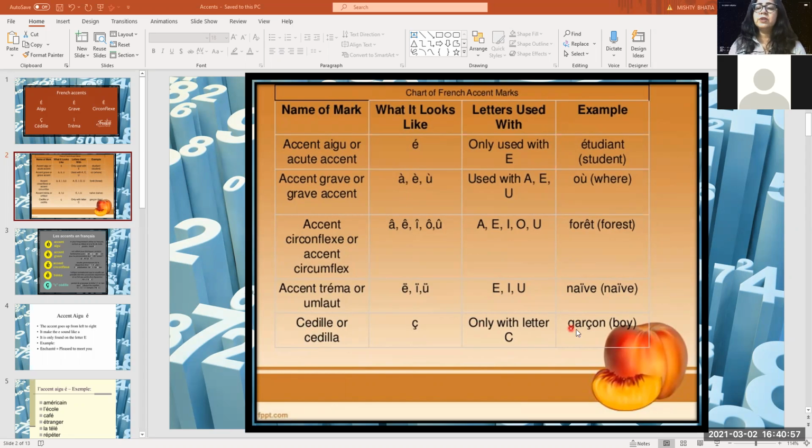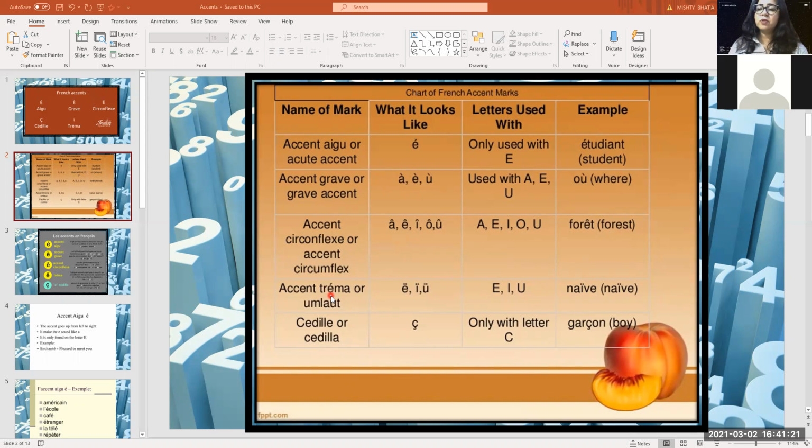For the cédille we use this accent to make it soft. Otherwise, we sound it as K. If I put the accent, this becomes an S sound. Next one is tréma. Why do we use this? We use this accent when we want to pronounce that letter separately.